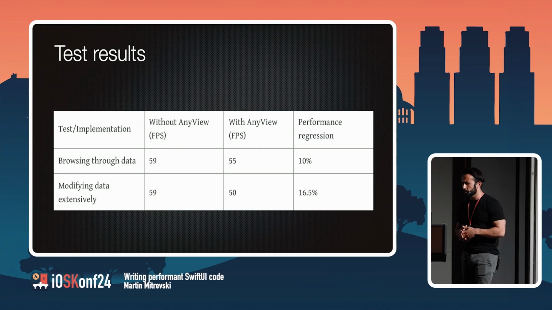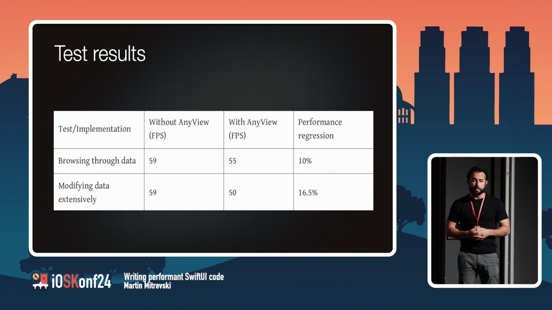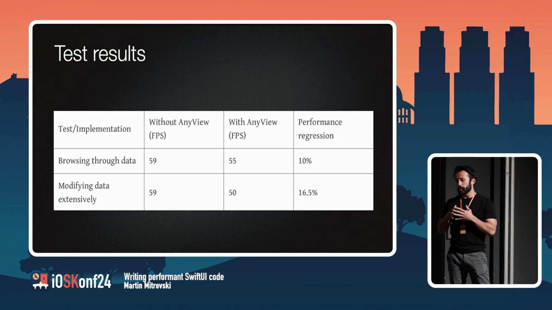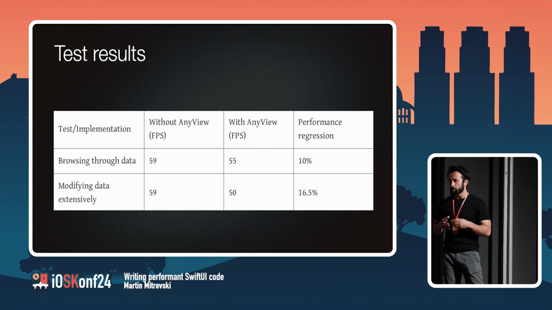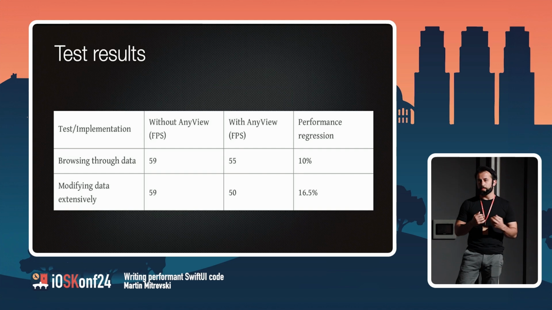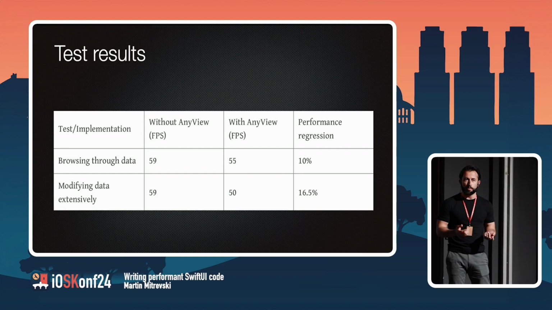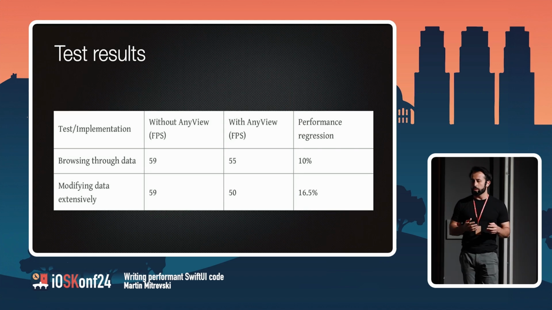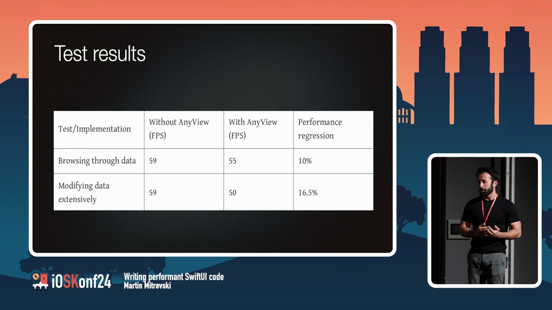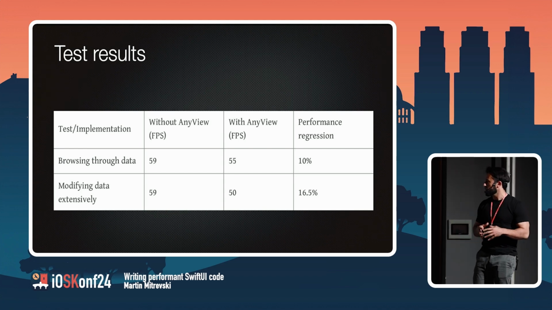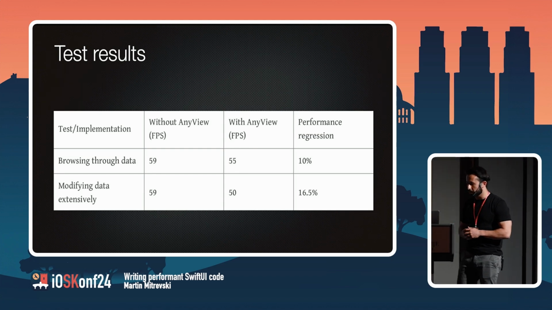And when I quantified this with frames per second, because it's easier to compute the difference in performance, if you use AnyView, the performance degrades around 10% if you just browse through the data. If you force updates, like let's say you have a message and people react to it, put a lot of replies, quotes, and so on, this message continuously updates and triggers a lot of updates as well. So this can even degrade the performance by up to 17% and basically makes the behavior not good enough.